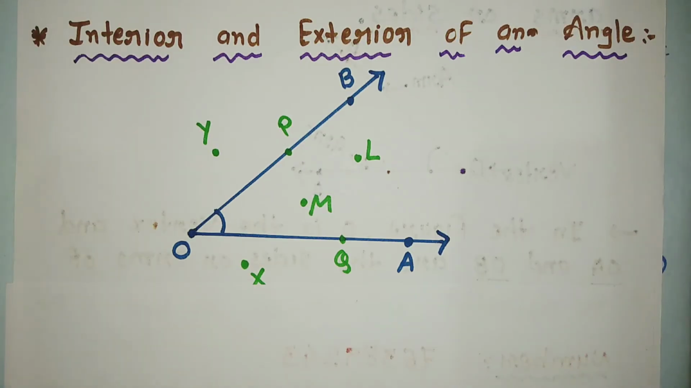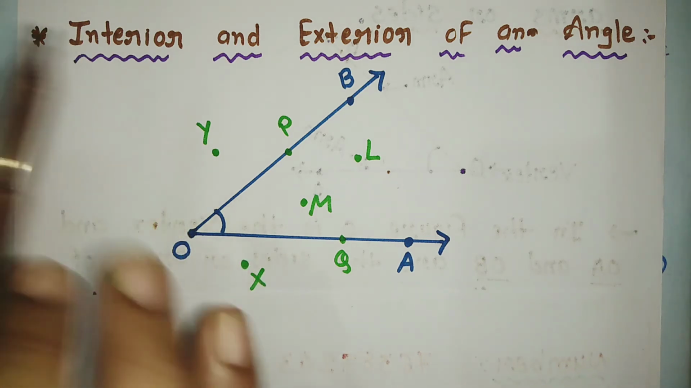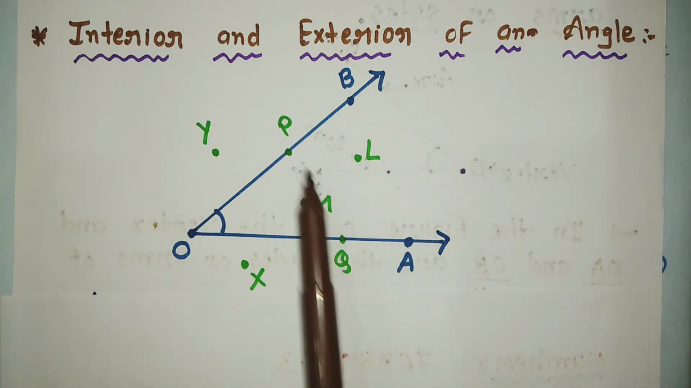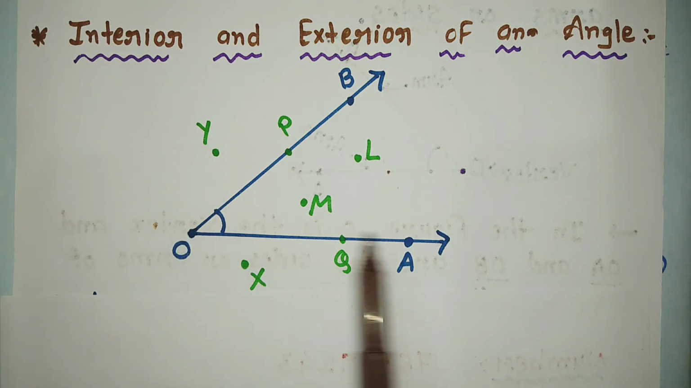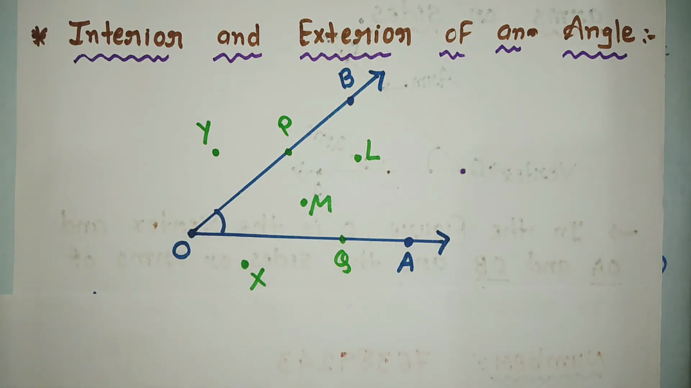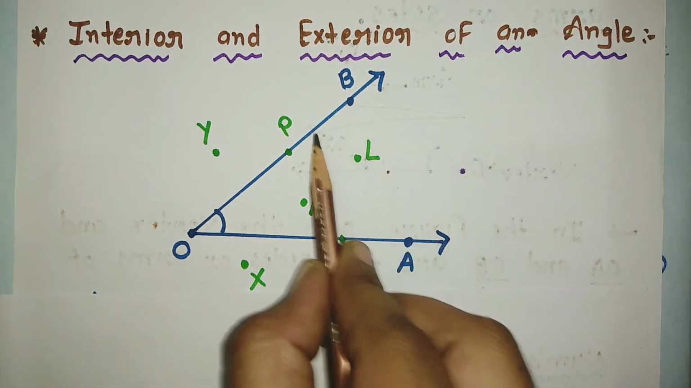Next is interior and exterior of an angle. Interior parts and exterior parts of an angle. Here one figure is given and we have to identify the interior part and exterior part. Interior means inside, as the name suggests. Exterior means outside. So here this angle is given, angle BOA. The angle is forming over here. So I can say this part is the interior part.